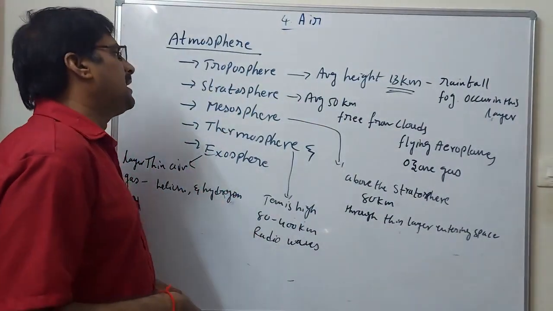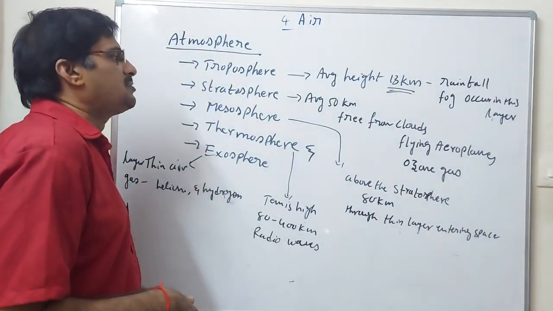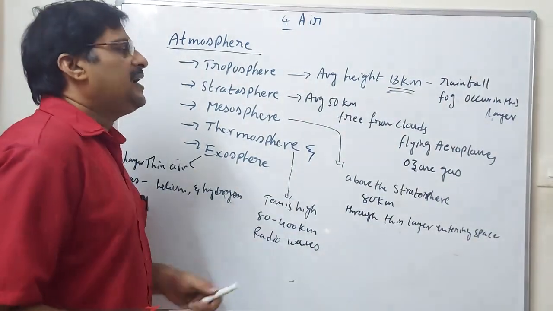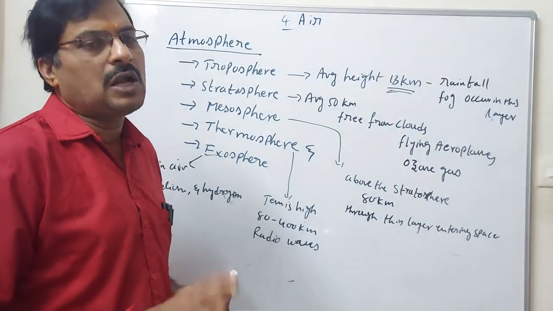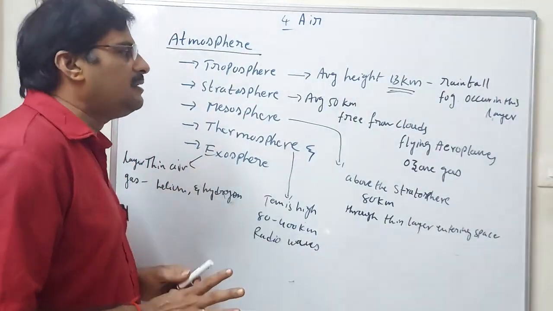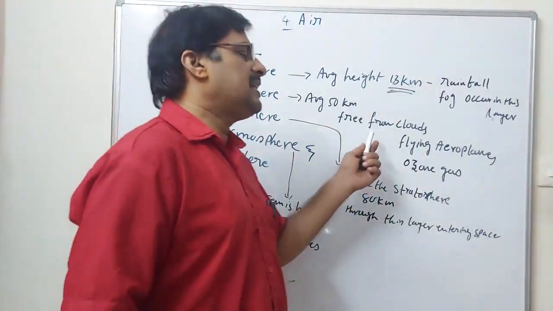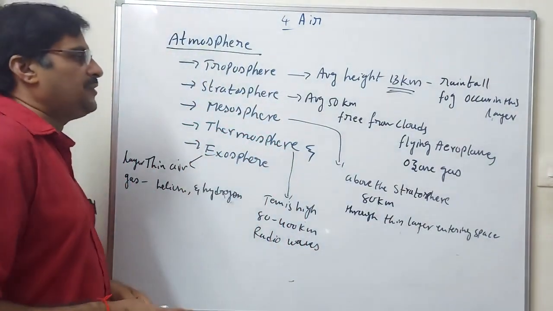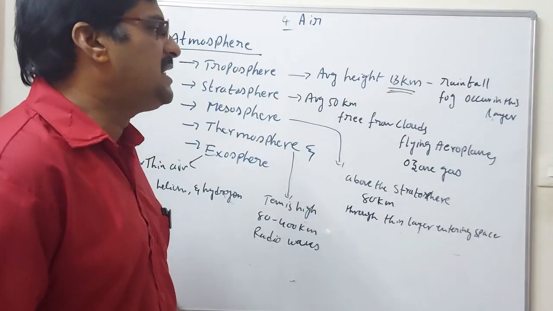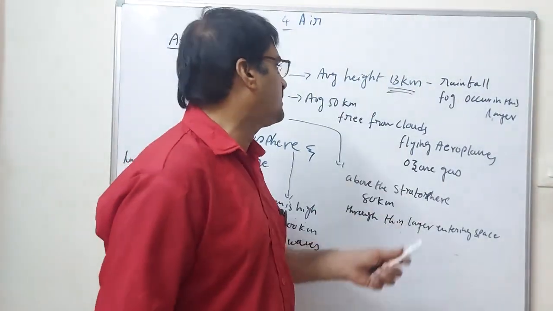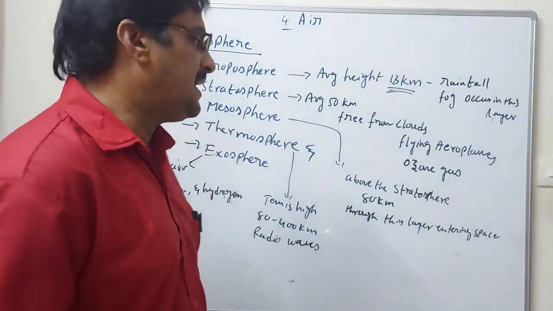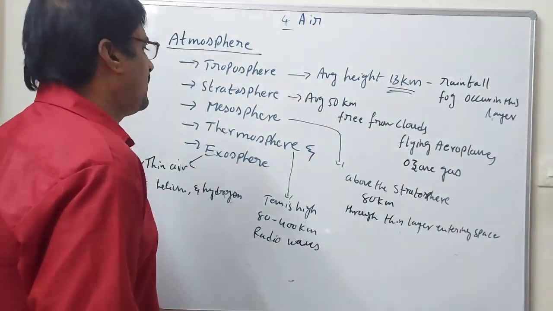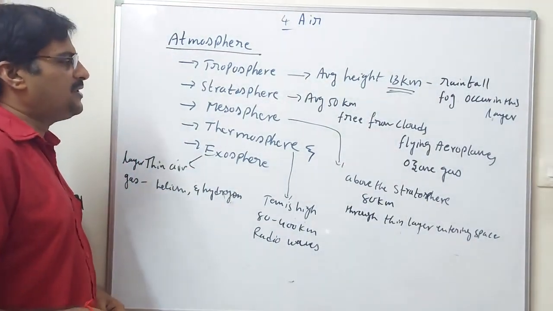The second layer is called the stratosphere. On average it extends to about 50 kilometers. It is free from clouds; no clouds form in this layer. That's why aeroplanes fly in this layer of the stratosphere. The ozone gas is found in the stratosphere.